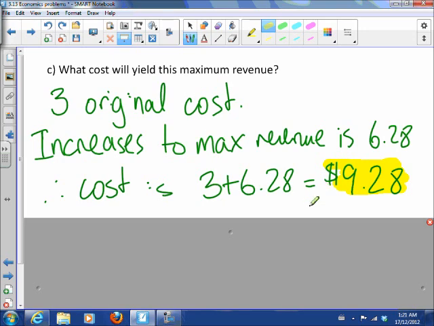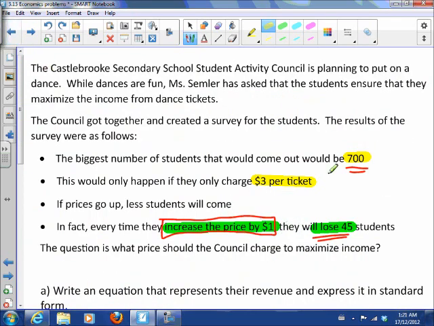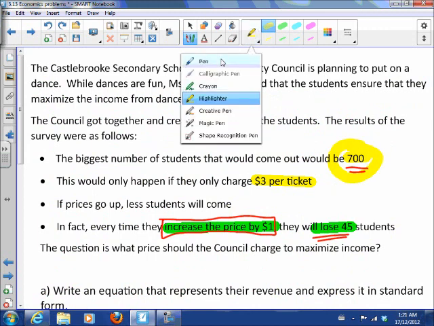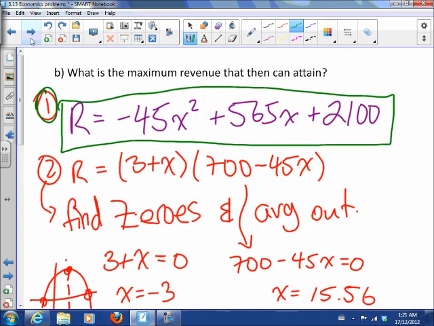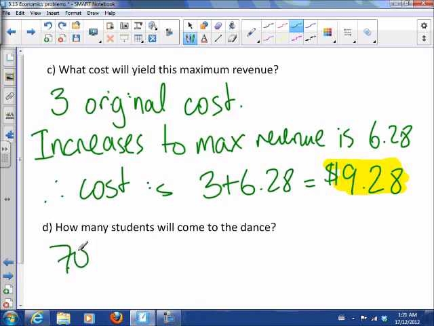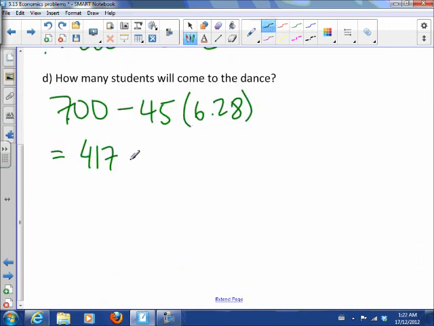So that means that we should be charging $9.28 per ticket instead of $3 in order to maximize our revenue. And then the last question, how many students are going to come to the dance? Well, I also want you to remember that we're going to start with 700 students, but we're going to lose 45 for each increase, and we're doing 6.28 increases. So that means that we're going to end up with 417 students. I'm rounding to the nearest whole number because it's the number of students, right?